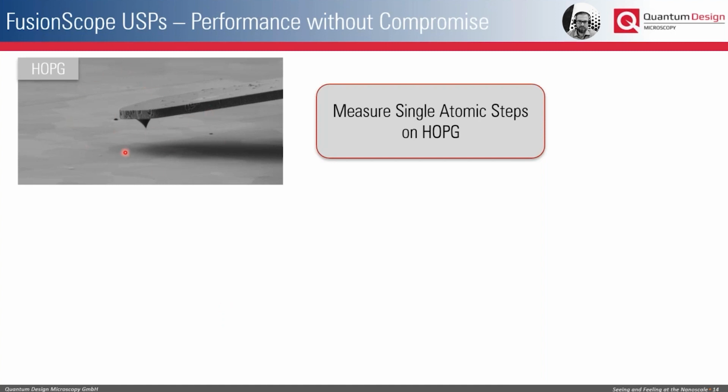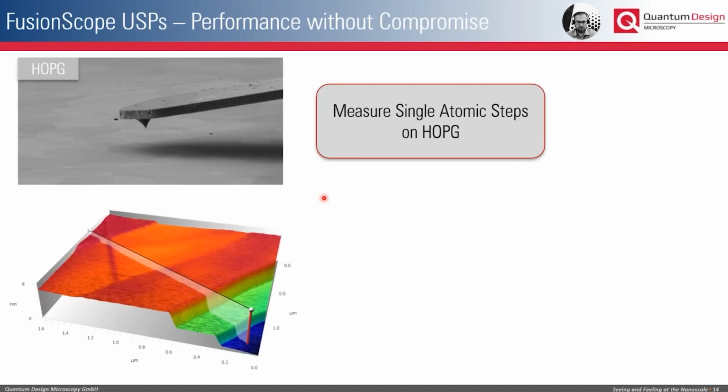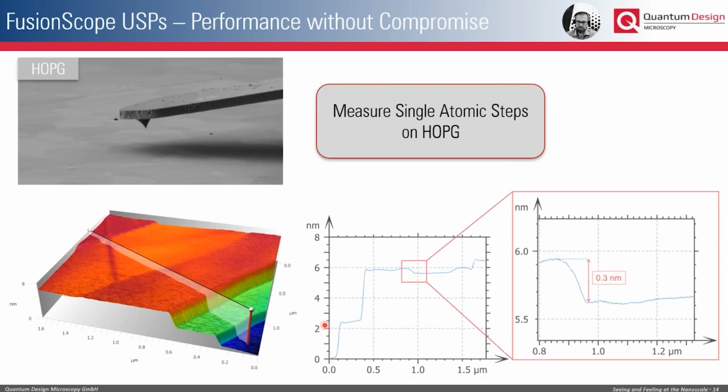So here on the top part, you see the profile view image of the cantilever on top of this HOPG surface. And then we can, of course, take a correlative image. And you see here now the single steps of the HOPG. And if you now look at the line profile that you see here in the 3D image, you can nicely see that we can observe the single atomic steps of only 0.3 nanometers in height change, which indicates really the performance of the AFM system, even inside the running SEM system.